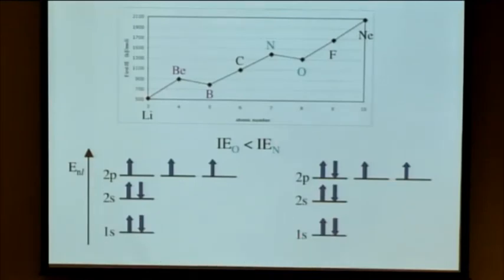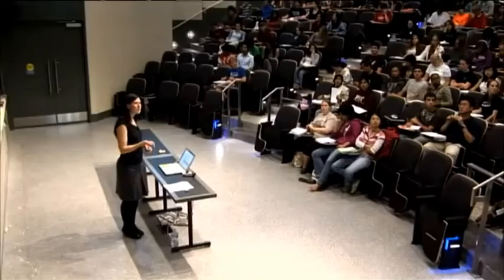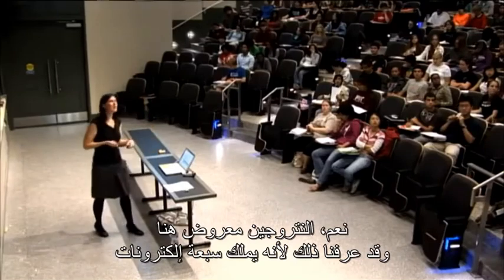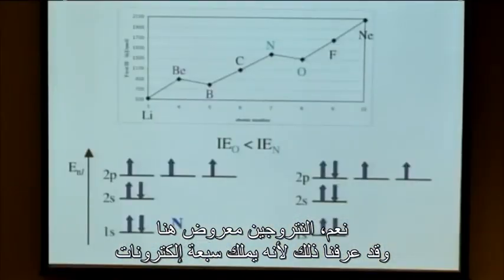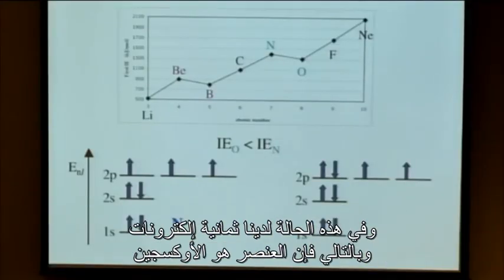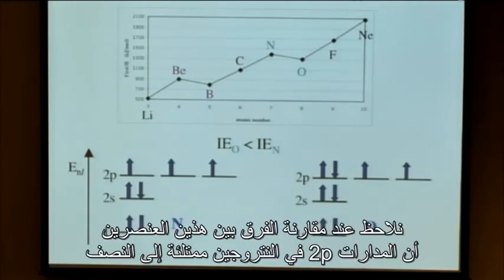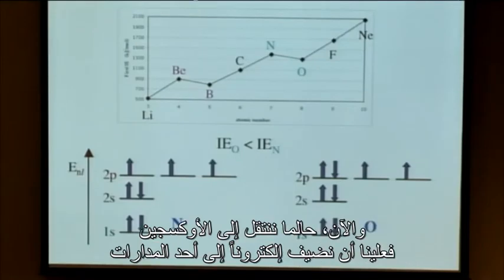Yeah, nitrogen. So nitrogen is shown here. We know that because it has 7 electrons. In this case, we're talking about 8 electrons, which is oxygen. So if we're comparing the difference between these two now, what you'll notice is that in nitrogen, we have all half-filled 2p orbitals.